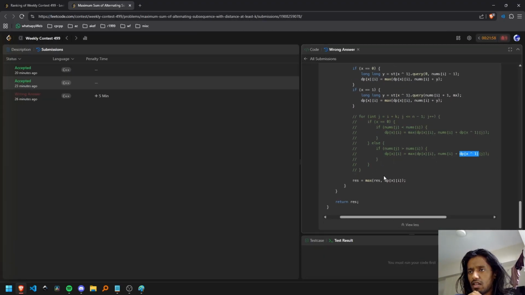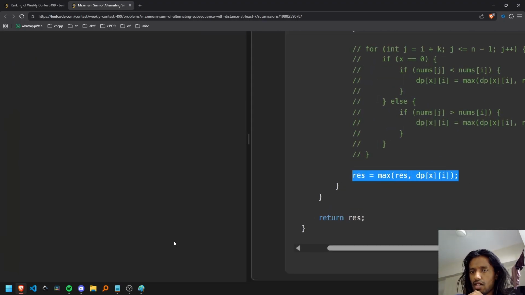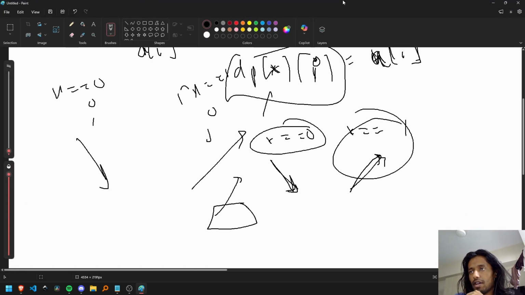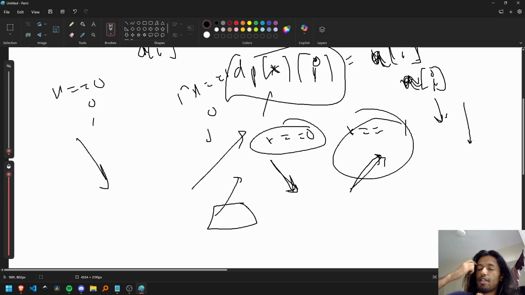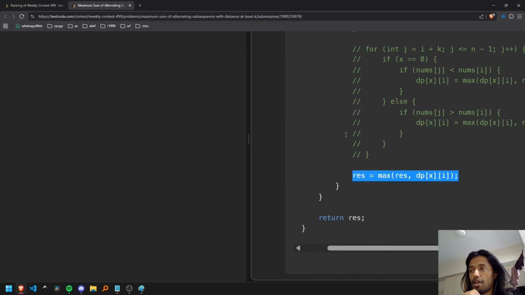And at the end we maximize, since the answer here means that we are taking nums[i], right? We are taking a[i]. Then basically we have to maximize the answer across all indices, since the answer is not guaranteed to be at nums[0] or a[0] or whatever. So yeah, this was my idea.